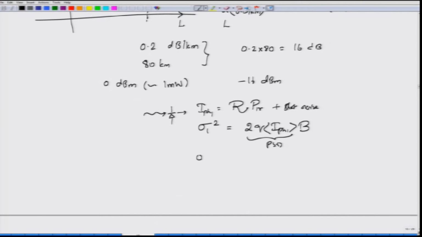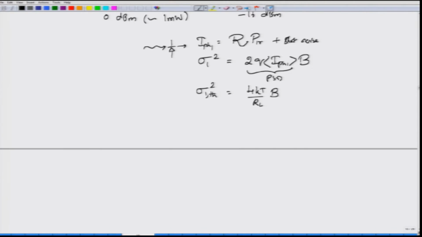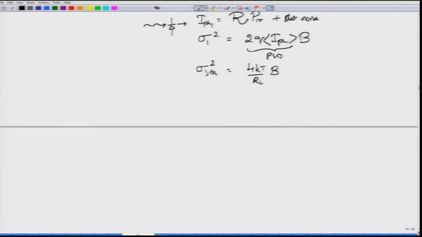There will be thermal noise as well. Okay. So, when you have sigma 1, there will be thermal noise. Assuming that this is across the load resistor, what would be the thermal noise component? It is 4kT divided by RL times B, right. This is the current noise variance that we are looking at. So, the spectral density is completely independent of what the received optical power is.